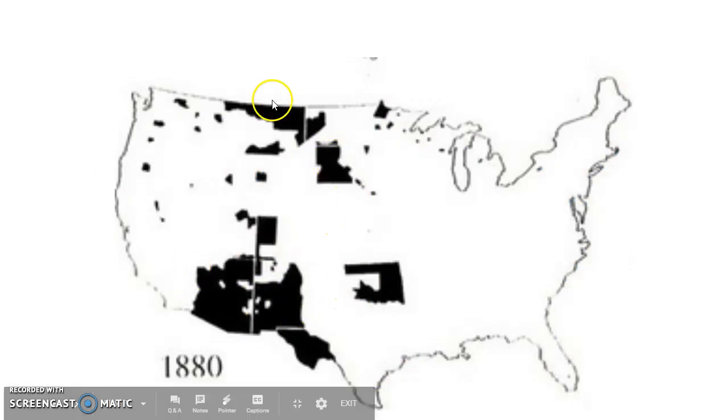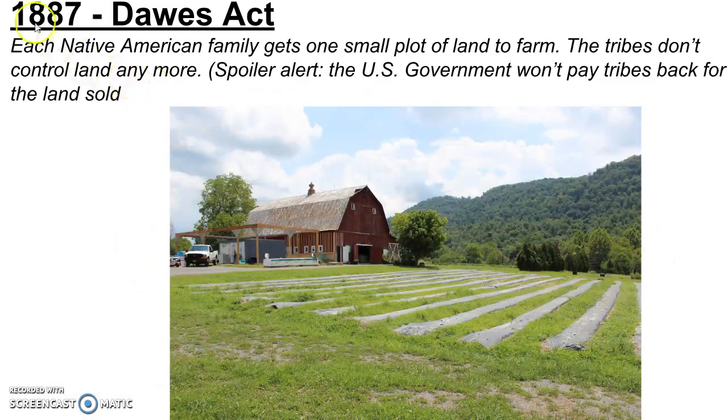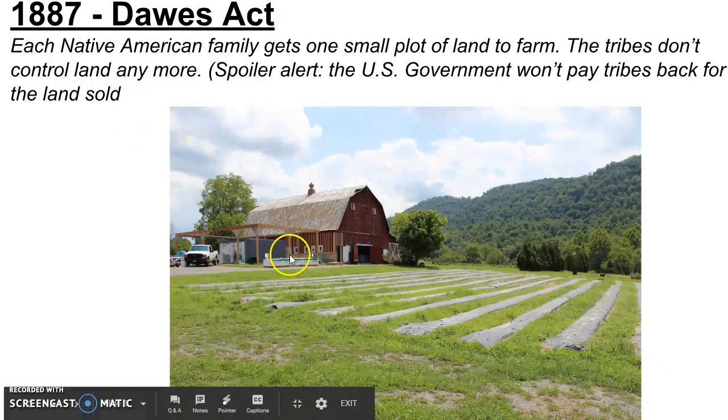But by 1880, the land continues to shrink. And so more and more Americans are coming and taking this land that had been Native Americans' land, sometimes paying for it, oftentimes not. By 1887, this new law called the Dawes Act takes things even further. It says each Native American would get just one small plot of land. I'm not suggesting just the land in this picture, but a small plot of land, no pickup truck.